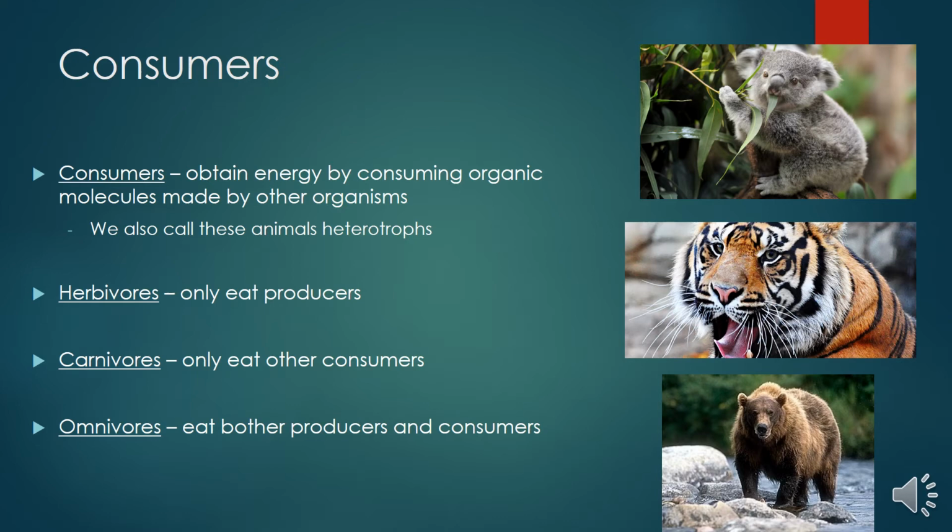So I have in order here, a koala is an herbivore. He only eats eucalyptus. And the tiger there, he's a carnivore. He only eats other animals. And then the bear, he is an omnivore. He can eat both fish and berries. He can eat both producers and consumers.